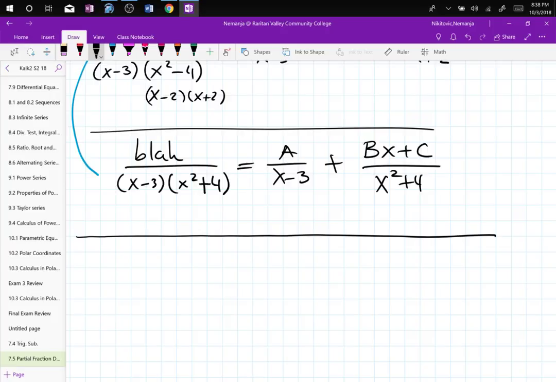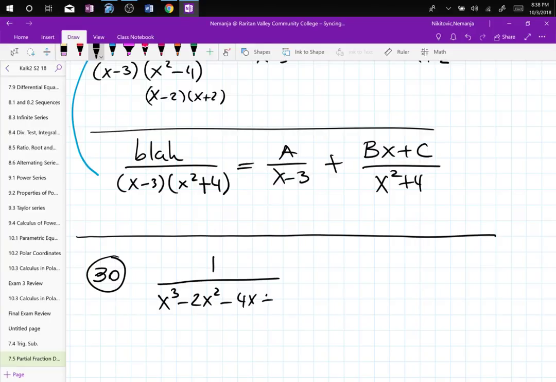Here's the wonderful example that I have no clue how to do right now. So let's see what happens when we factor. Oh, no integrals. So I'm just going to do the partial fraction decomposition. I forgot. 1 over x cubed minus 2x squared minus 4x plus 8.